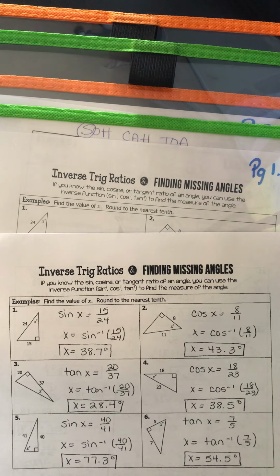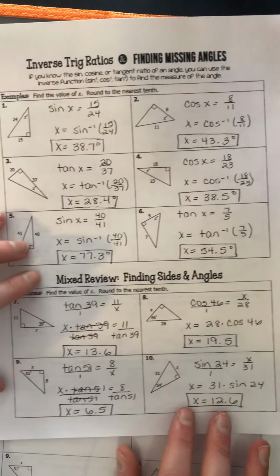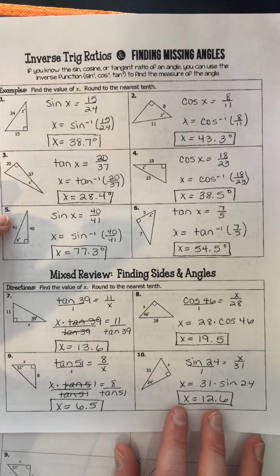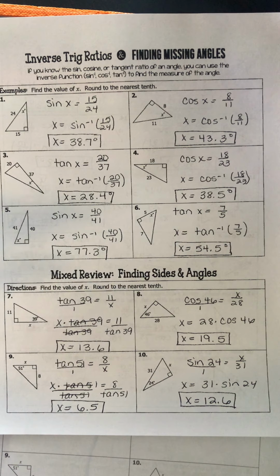Now, for those of you, sometimes I have my life together. There we go. Here is 7 through 10.